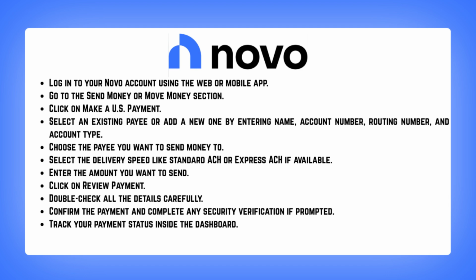Once you're inside the dashboard, look for the Send Money or Move Money section. This is where all outgoing payments are managed. Next, click on Make a U.S. payment. Now you'll need to choose a recipient.